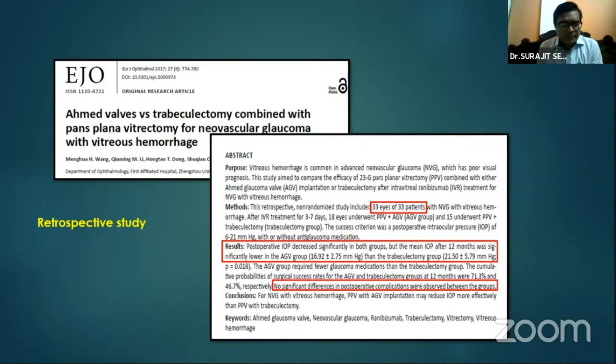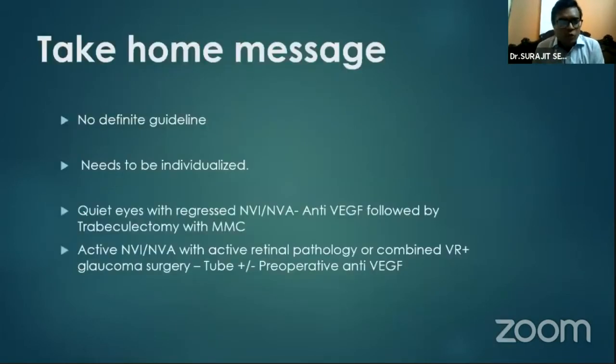So the take-home message is that there is no definite guideline on which procedure is better in neovascular glaucoma, and it needs to be individualized. Roughly we can say that in quiet eyes with regressed NVI and NVA, anti-VEGF followed by trabeculectomy with mitomycin C is a preferable option. In case of active NVI, NVA with active retinal pathology, or combined VR procedure with glaucoma surgery, a tube with or without preoperative anti-VEGF may be a preferable option.